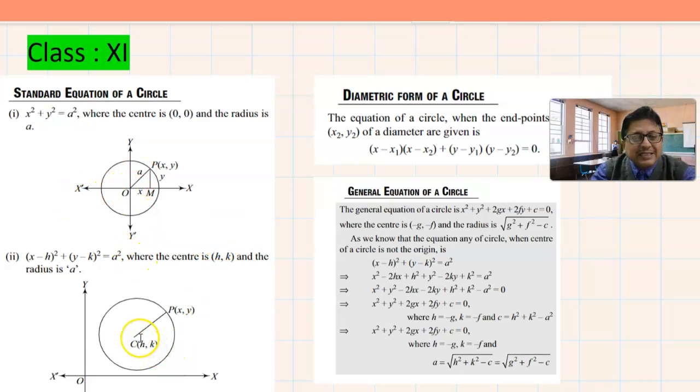If the center is at h, k, not at the origin, but the radius remains a only, then the diagram will be shifted to that point, where h, k will replace 0, 0. This is the transformation of the circle. The center was there, now the center is moved to this point. The equation becomes x minus h whole square plus y minus k whole square equal to a square. All these we have derived. We have seen simple application of it.